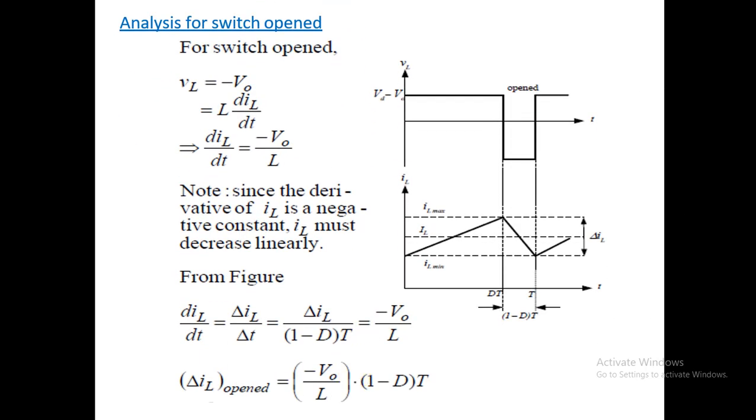And some analysis when the switch is open. Now the voltage across the inductor is going to be minus V naught. Look at this, this is the minus V naught value, and it is equal to L dIL by dt. Comparing both equations, we are getting dIL upon dt is equal to minus V naught by L. And as we know the relation among these two, finally we got the current flowing through the inductor when the switch is open: minus V naught upon L into 1 minus d of t.